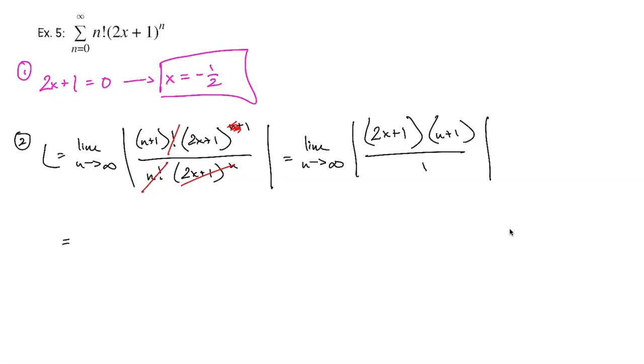Now, the part with the variable we can bump out to the front, but we should keep it in absolute values. Unless it's a squared, then it didn't really matter as much. But in this case, it's just a linear function, so that 2x plus 1 should be in the absolute value bar, okay? And then we're taking the limit as n approaches infinity of n plus 1.